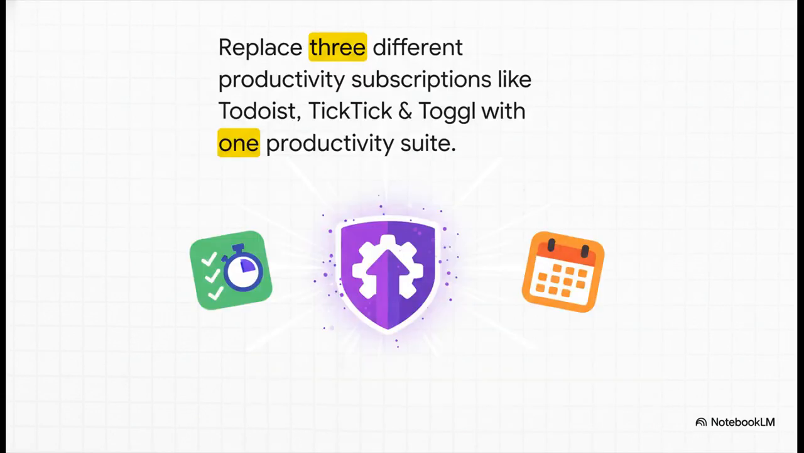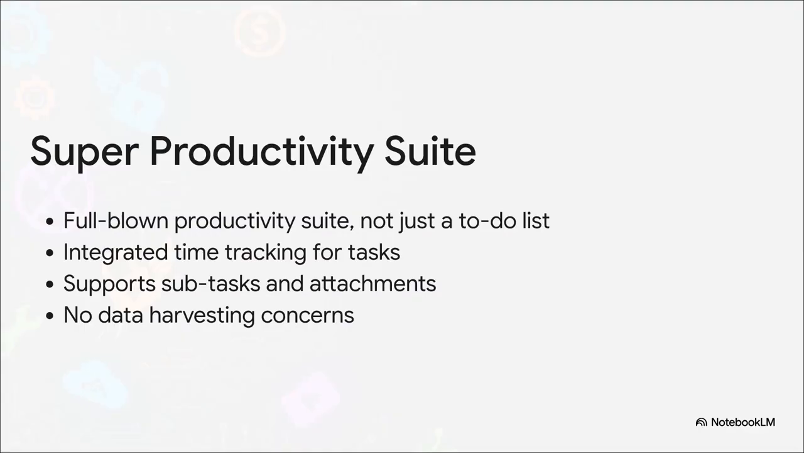Perfect. So, what if you could replace 3 different productivity subscriptions with one single free app? Well, that is the promise of Super Productivity. This isn't just another to-do list, it is an entire productivity suite. It cleverly combines your task management with time tracking, so at the end of the day, you know exactly where your time went. You can manage complex projects with subtasks and attachments, all with the peace of mind that your productivity data is staying private.